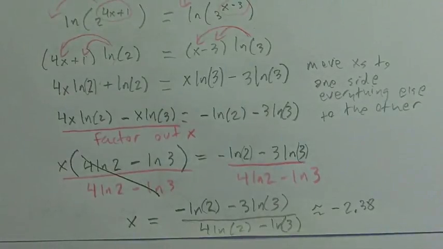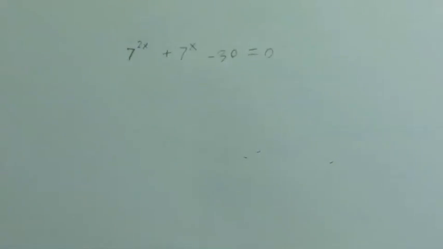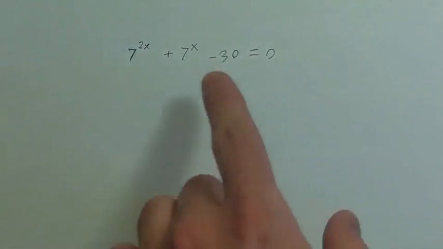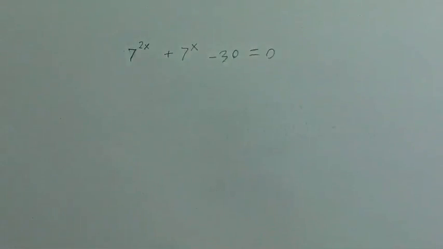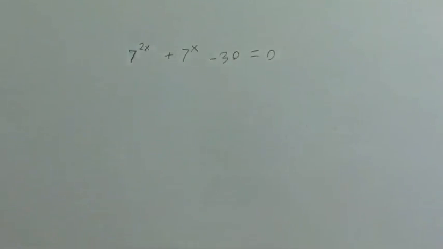Let's do another exponential equation. This one will also be kind of a tricky one until you see what the trick is. Okay, say we had this equation here: 7 to the 2x plus 7 to the x minus 30 is equal to 0. At the moment, it may not look like we can do anything to isolate these. But here's the trick for this one.